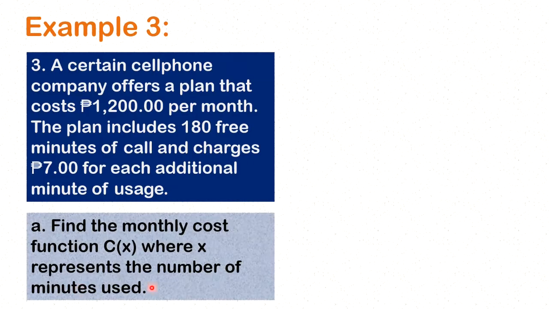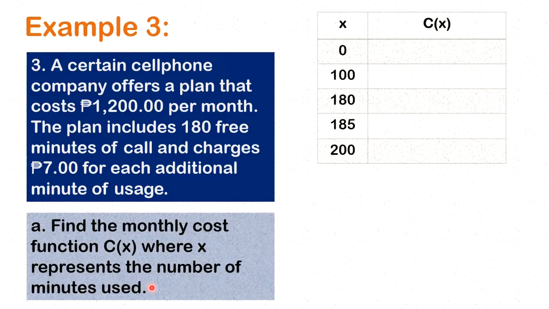Okay? So, before we find the function C of X, okay, let me give you some examples. Okay? So, let's have this table. Okay? Again, what is X here? Your X is the number of minutes used. Okay. So, sige nga, kunyari X is 0, ibig sabihin, hindi ka tumawag sa buwan na yon, sa month na yon. Okay? So, anong cost nung plan? Okay? Di ba? It's still 1,200.